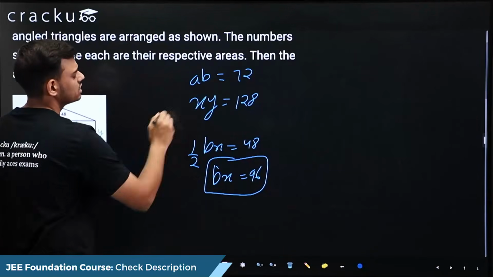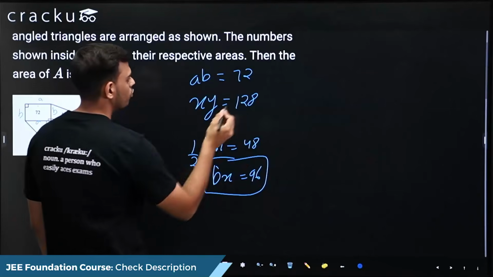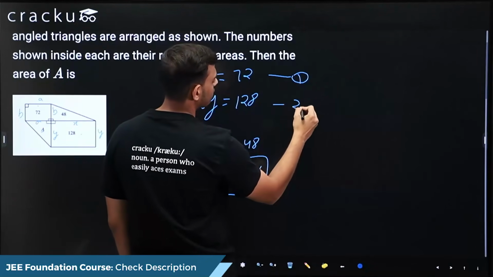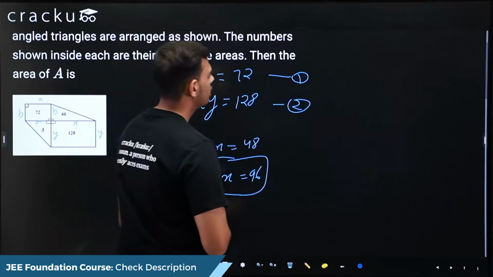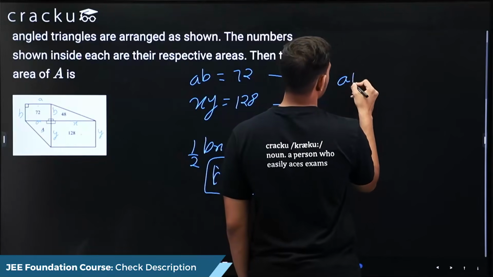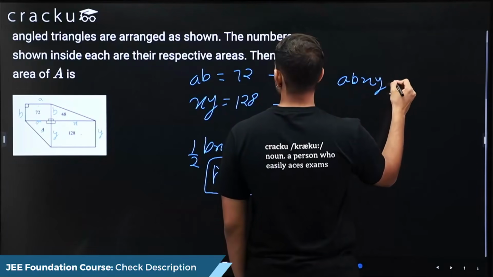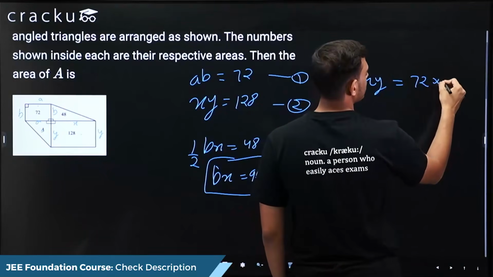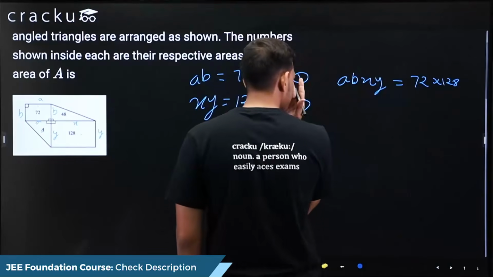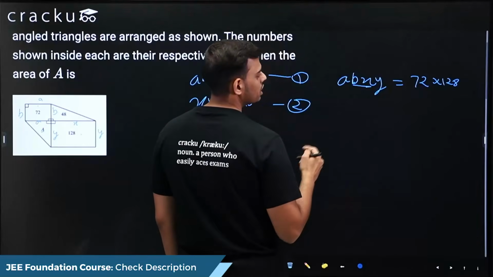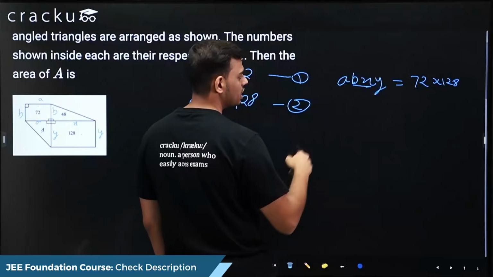B is there, x is there, and we have bx is there. So what I need to do is multiply first and second to get bx. If I multiply first and second, I get a, b, x, y equals 72 into 128. What this gives me is, if I have bx, I'll divide the whole equation by bx, and I'll get ay.